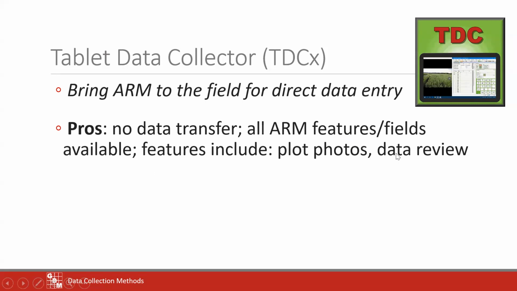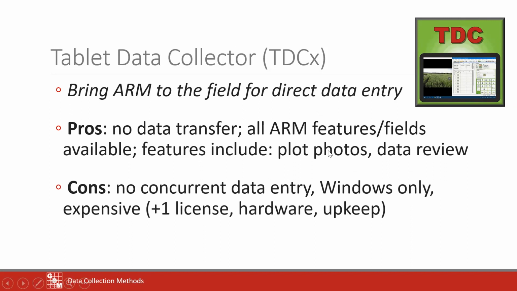So data review options, same things you do in the office to look at data that's brought in, you can do at the moment when you've finished taking data. Just like we talked about with the mobile app, to catch any problems that arise when you can still do something about it, or create additional documentation if there is something strange or unusual that occurred. And we'll also have plot photos, just like with the mobile app. You can utilize that same idea with TDC.